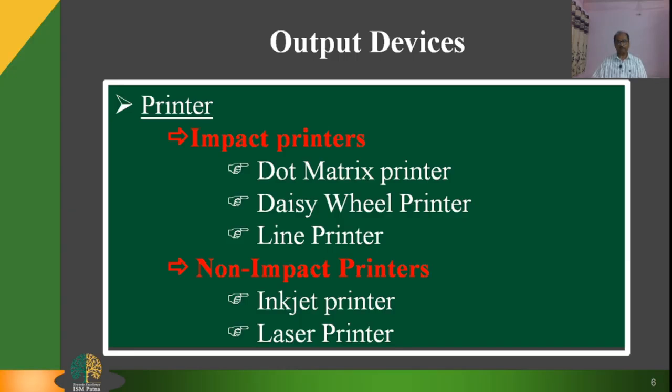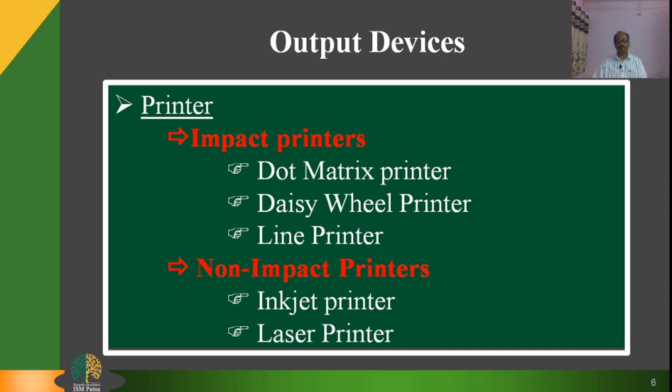Printers are of 2 types: impact printers and non-impact printers. In the category of impact printers, we have 3: dot matrix, daisy wheel, and line printers. Impact printers use an electromechanical mechanism that causes hammers or pins to strike against a ribbon and paper to print the text. Non-impact printers do not use an electromechanical printing head to strike against ribbon and paper.